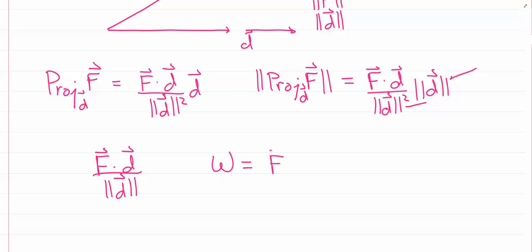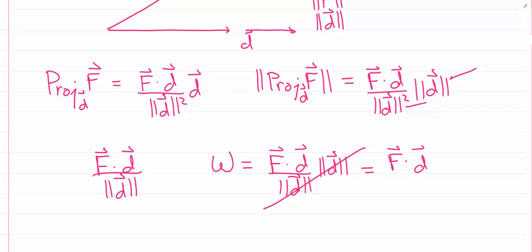So let's do that. Magnitude of displacement. Oh, look at this. F dot D. Work. Yeah, that's right. We got rid of the square earlier.